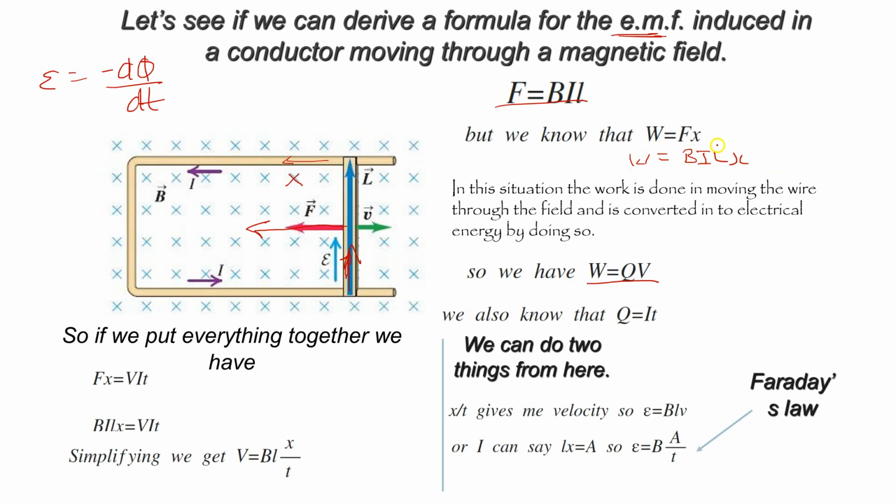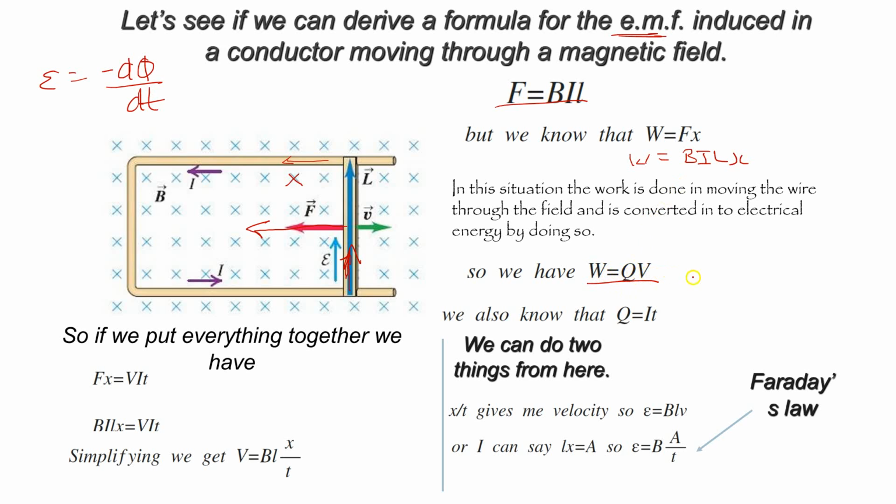That is the work the magnetic field is essentially doing on the wire. But as we said now, that work is going to be converted into electrical energy. And electrical energy, which is what we call W, is equal to Q times V.